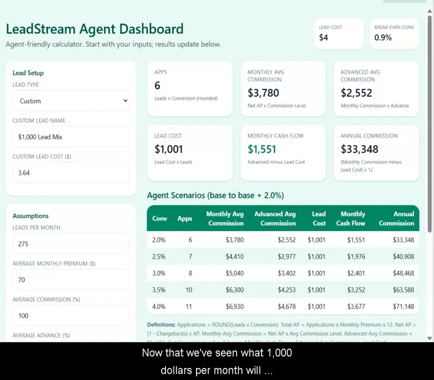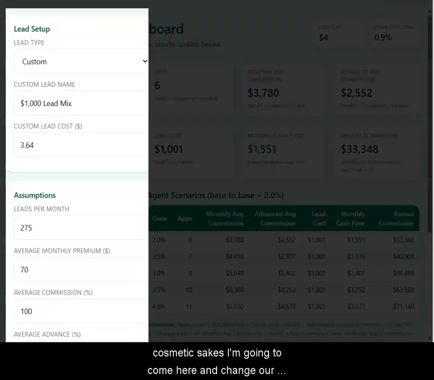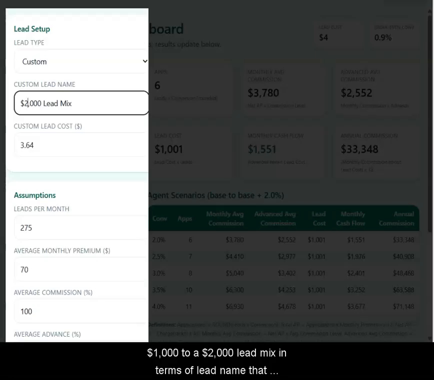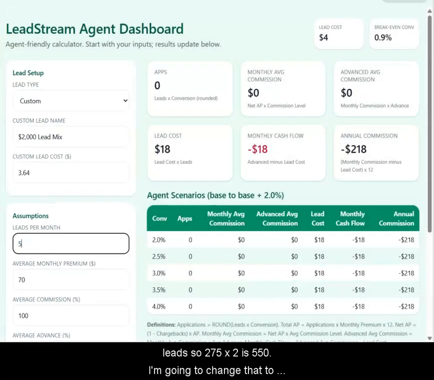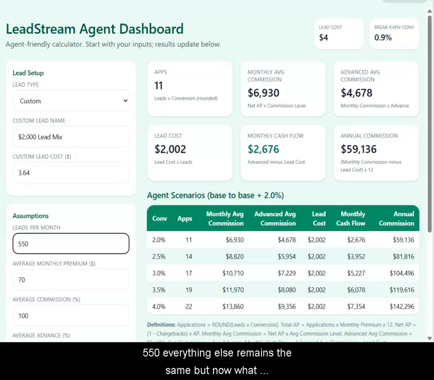Now that we've seen what $1,000 per month will do for us in terms of profitability, let's see what happens if we go to $2,000 per month. So just for cosmetic sakes, I'm going to change our $1,000 to a $2,000 lead mix in terms of lead name. That doesn't affect anything on the sheet itself. It's just an aesthetic change. It doesn't affect the average cost of a lead, which remains at $3.64. But what does change, if we double the money we spend, we'll double the number of leads. So 275 times 2 is 550. I'm going to change that to 550.